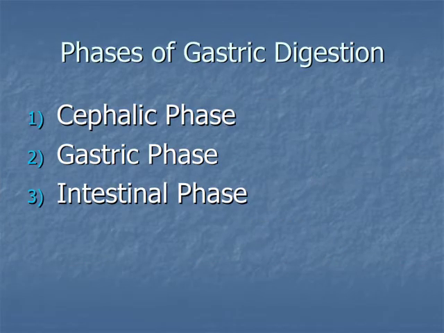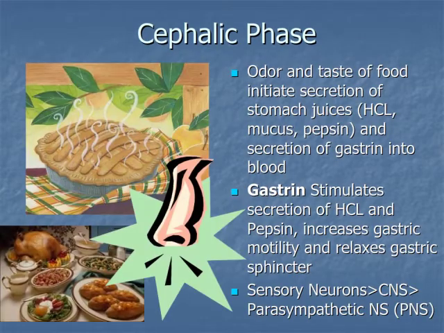We're now going to take a look at the phases of gastric digestion. Remember that the word gastric means stomach, but the stomach doesn't decide when it wants to digest things. It makes sure that it gets input and stimulus from other areas of the body. So there's three phases that we're going to talk about: the cephalic phase, the gastric phase, and also the intestinal phase. The first phase of gastric digestion is in fact the cephalic phase.